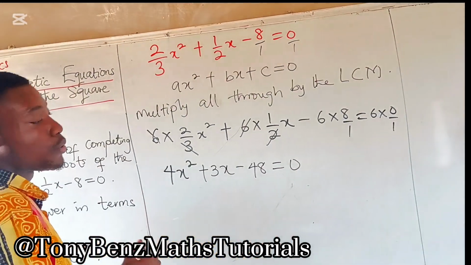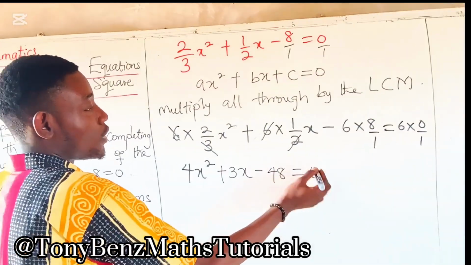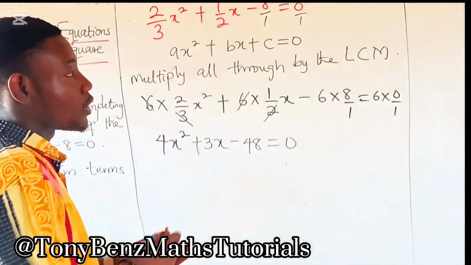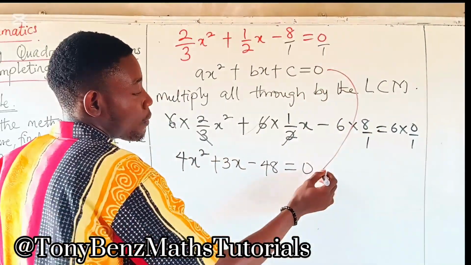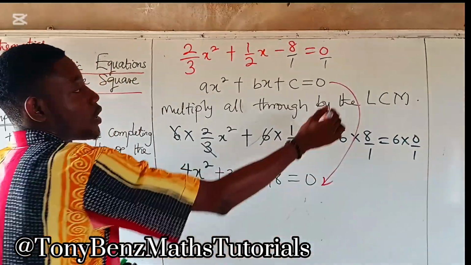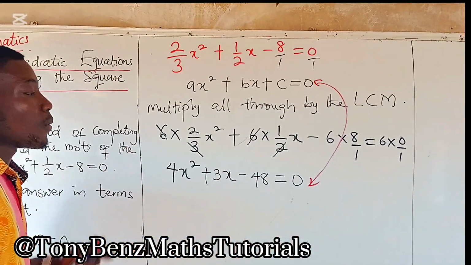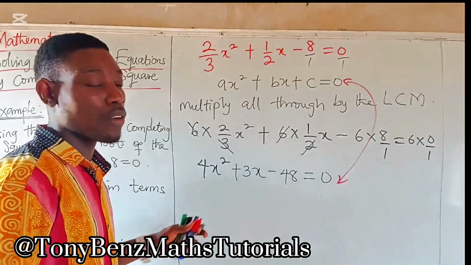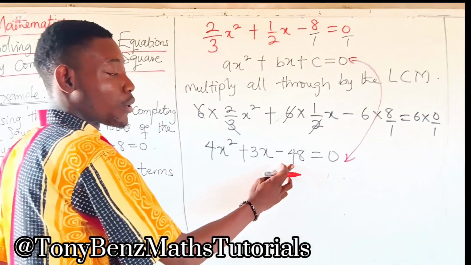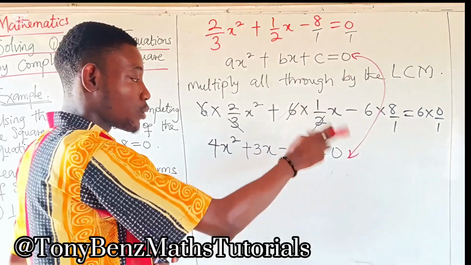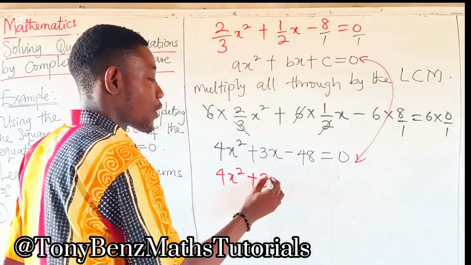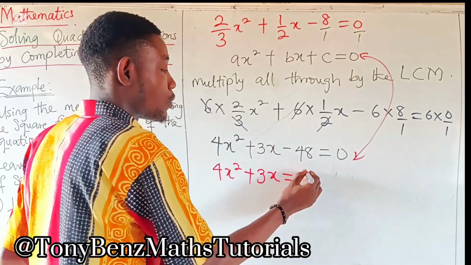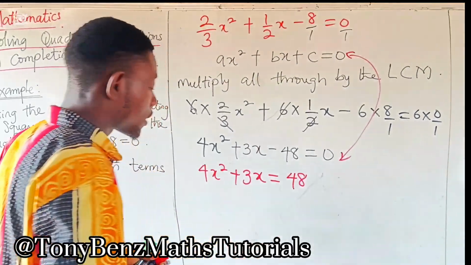So what are we going to do? Now it's of this form. Since we are solving by the completing the square method, we are going to collect like terms, take minus 48 to the other side, and have 4x squared plus 3x is equal to 48.